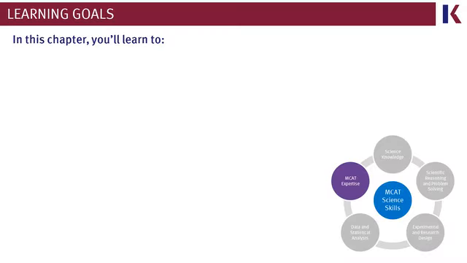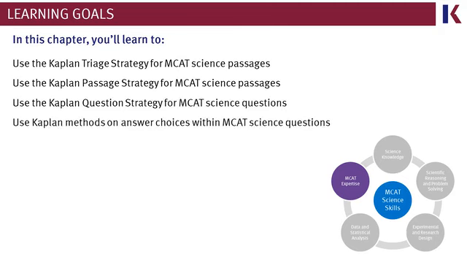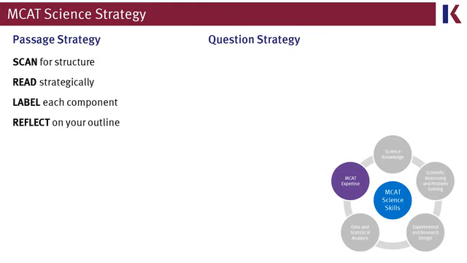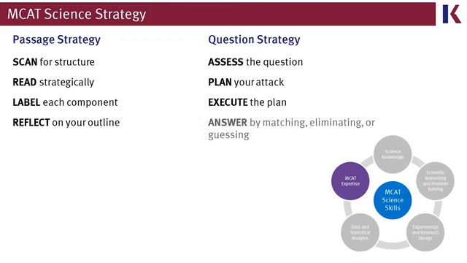The learning goals, things you're going to be better at if you watch and follow this lesson, are the use of the 4 major Kaplan strategies that you've seen in previous lessons. You're going to see distinct nods to the triage strategy, the passage strategy, question strategy, and moving through answer choices. As a quick review, the passage strategy is scan, read, label, and reflect. It's going to build an outline of every passage that you see. And then the question strategy is, of course, assess, plan, execute, and answer. Starting with a glance at the question, making a plan of what you'll do, then executing that plan.